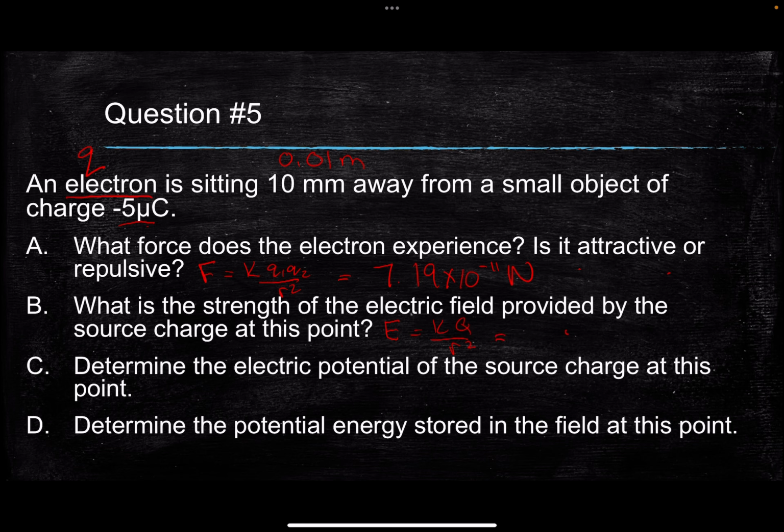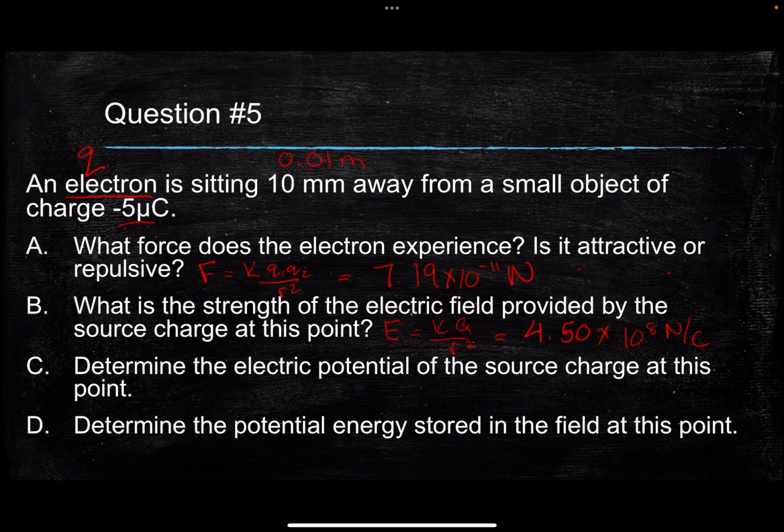Okay, and in this case we get 4.50, with a little bit of rounding, I'm keeping 3 sig figs for all these, times 10 to the 8, and again that's newtons per coulomb, or it could be represented as volts per meter.